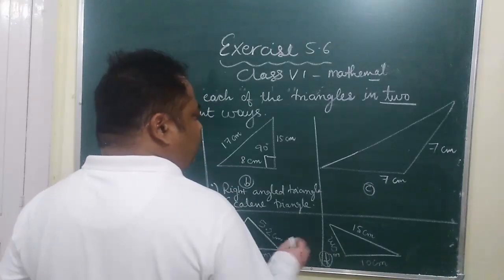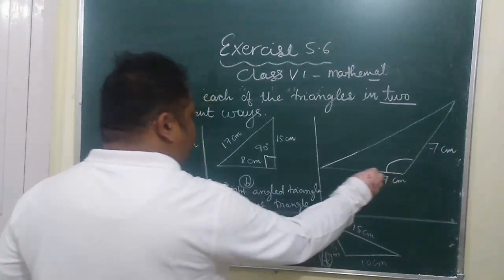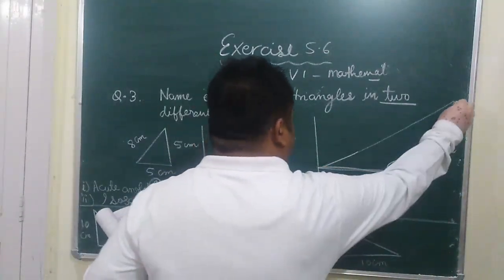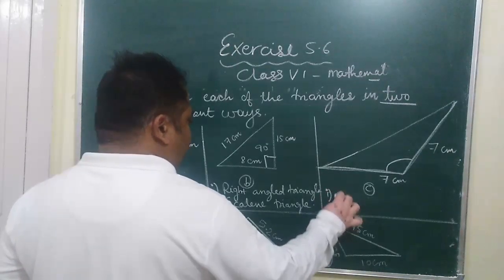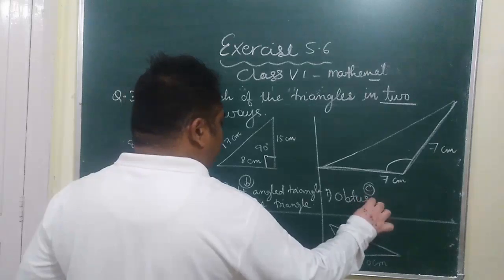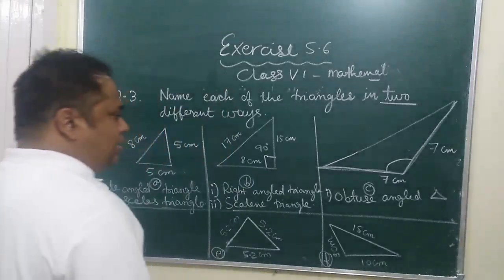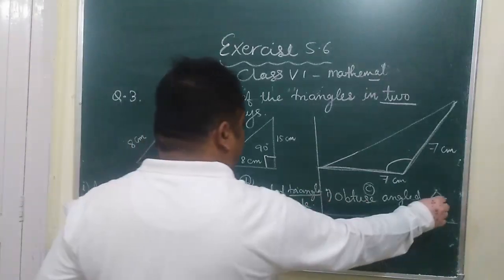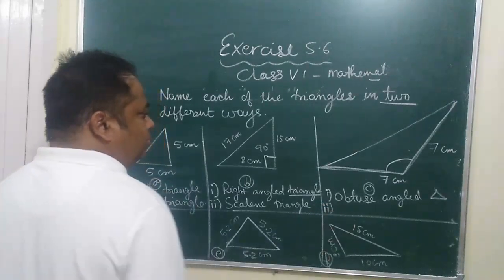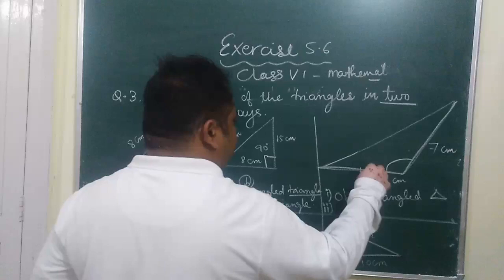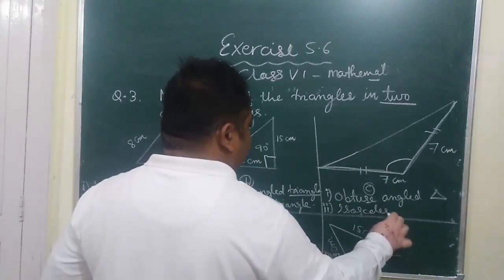In this, you will find that there is one obtuse angle more than 90 degree and two sides are equal. This side and this side is equal. So we can write it as first name obtuse angle triangle. Instead of writing triangle like this, you can also write like this in short form. Second, this is isosceles triangle because both sides are same.